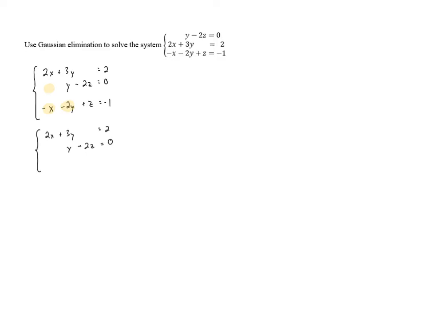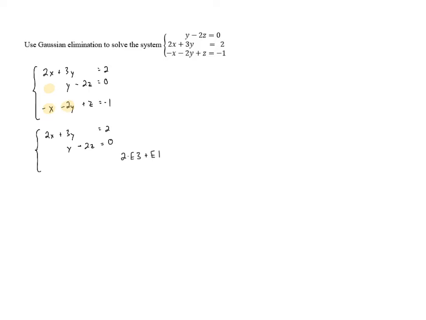And then for the third row, to get rid of this negative x, we can double this, or multiply it by 2. That gives us negative 2x. And then we can add the first row, which will cancel out the x terms. So we're going to have 2 times equation 3 plus equation 1.